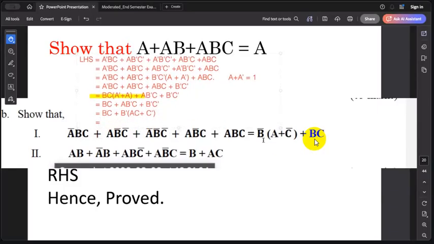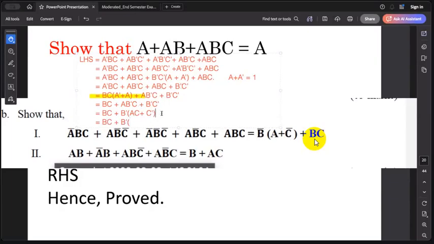Still, we have not received anything closer to this one. If it is your normal one, maybe if you leave it here, it's okay. But still, we have a problem. We didn't get the form similar to this RHS. We have this BC, no problem, so something else we have to do. B bar is also there. So what is here? A C plus C bar.